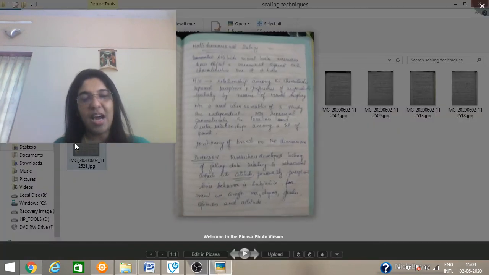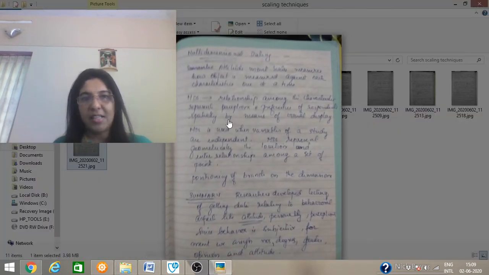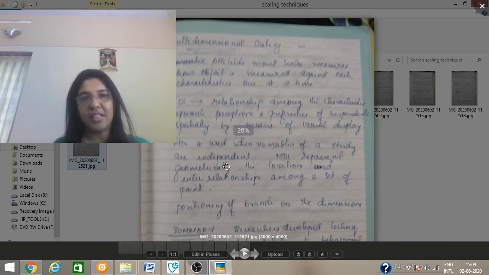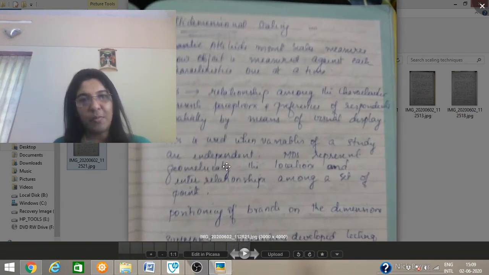And coming to the last area, it is basically a summary. We have already spoken about multidimensional scaling. It is an attitude measurement scale. It measures how an object is measured against each characteristic at a time. It is independent. There is no relationship between one variable and another. That is, the perception of a particular product on a multidimensional scale is reflected in a particular space. Perceptual maps are a perfect example of multidimensional scaling.